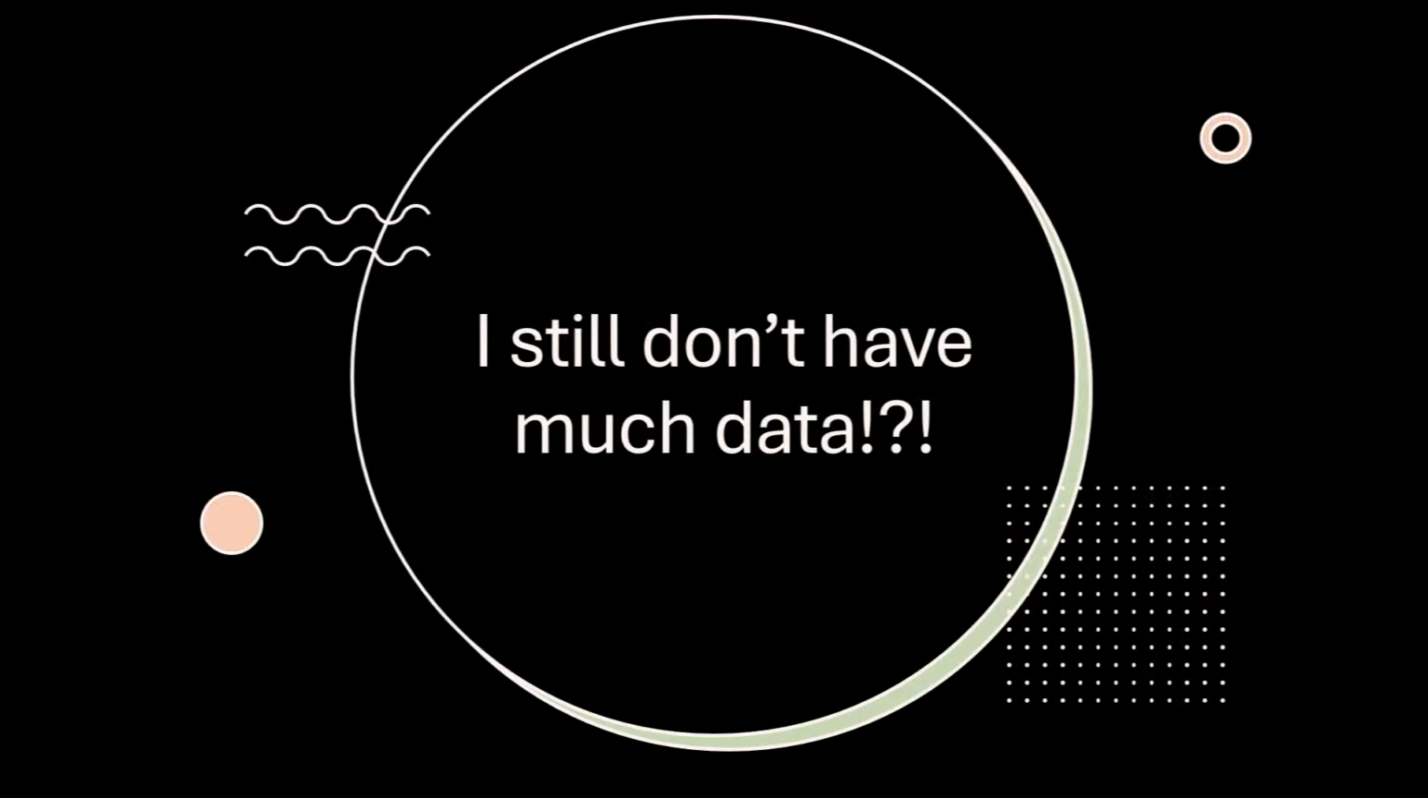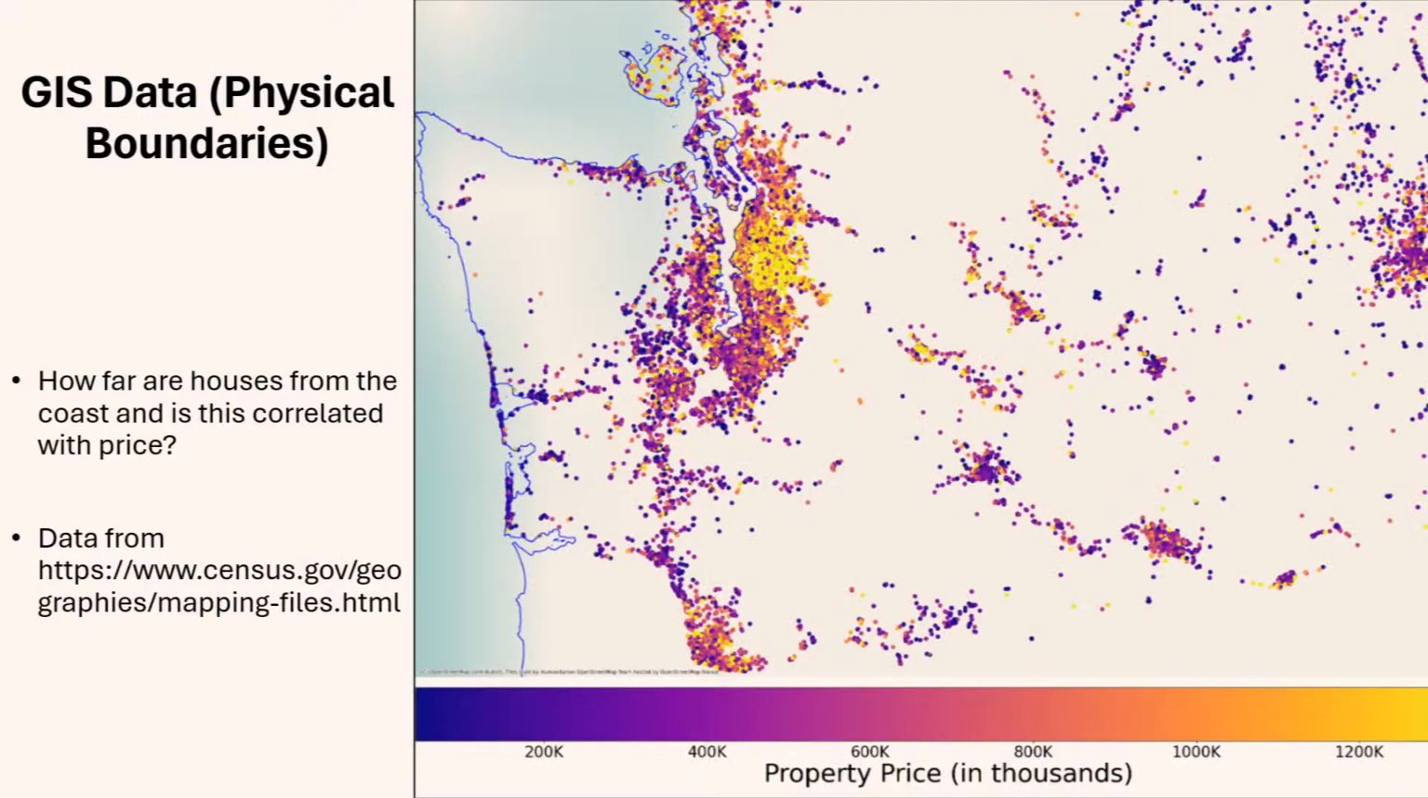So I still don't have that much data. That's the problem. I cleaned up what I have. This is the best I could do with what I have, until I start to use the GIS data. So this is a physical boundary. This is a shapefile for the ocean, and this is all my previous data. So I take each house and look at how far that house is from the ocean. That makes a lot of sense to me.